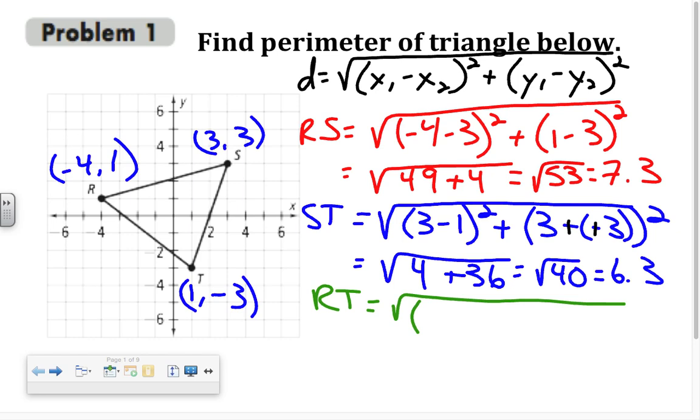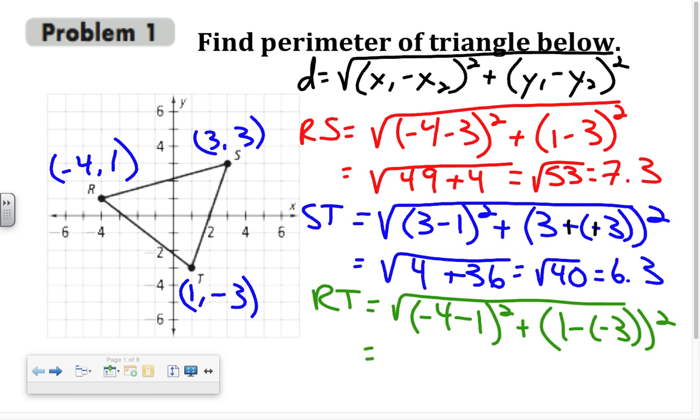The formula says subtract my x's. So, -4 minus 1 squared plus, formula says subtract my y's. 1 minus -3 squared. And then I clean it up.